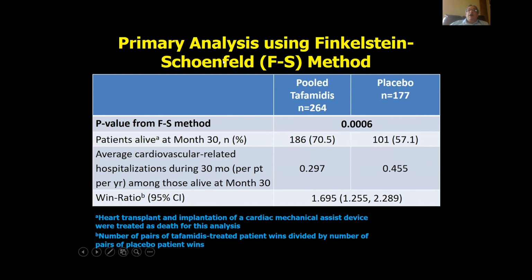The results of the trial using the so-called Finkelstein-Schoenfeld method were highly statistically significant, but probably the most important thing to note here was that the absolute reduction in mortality was 13%.